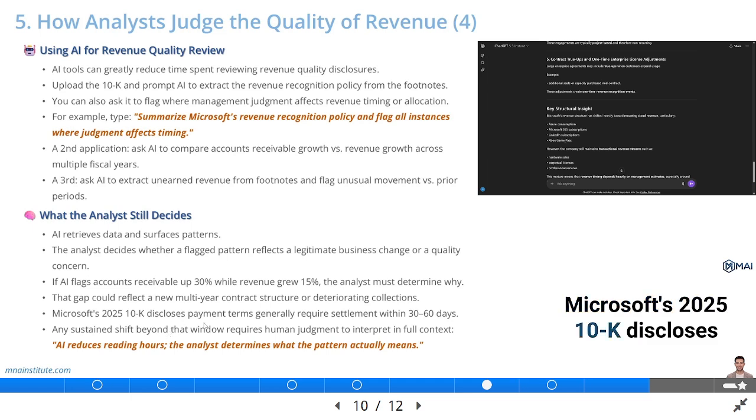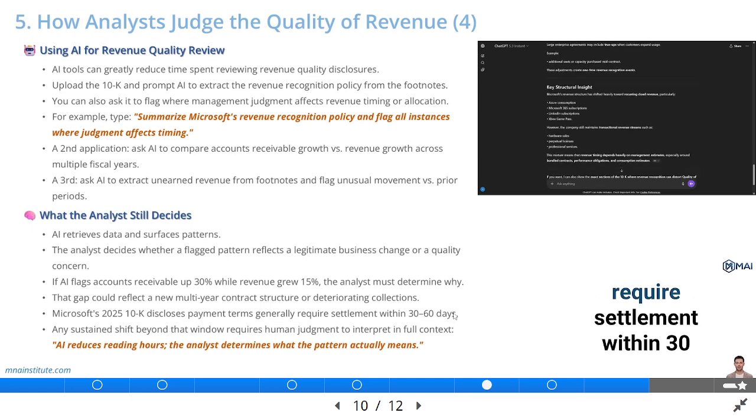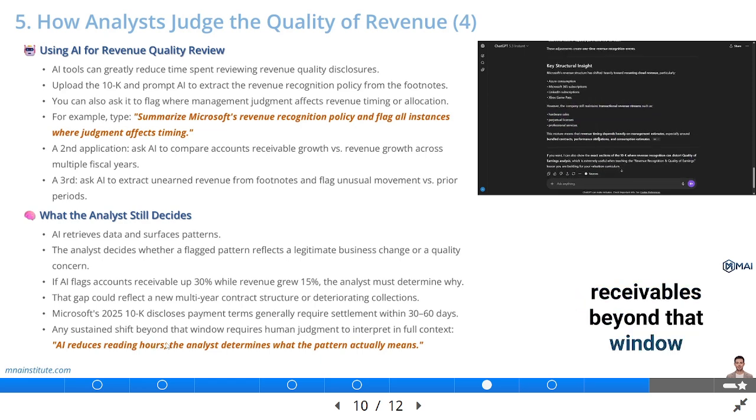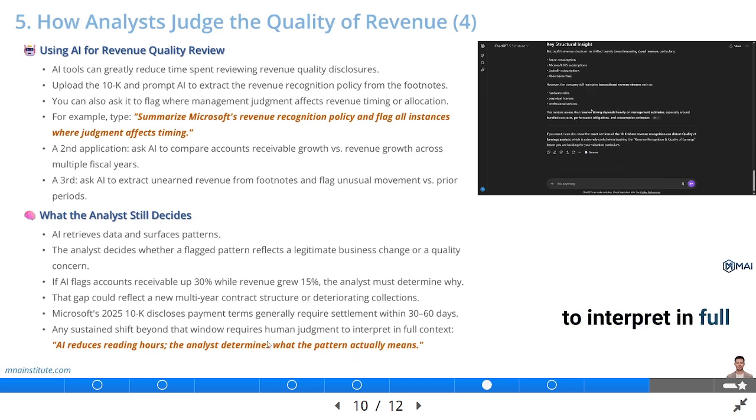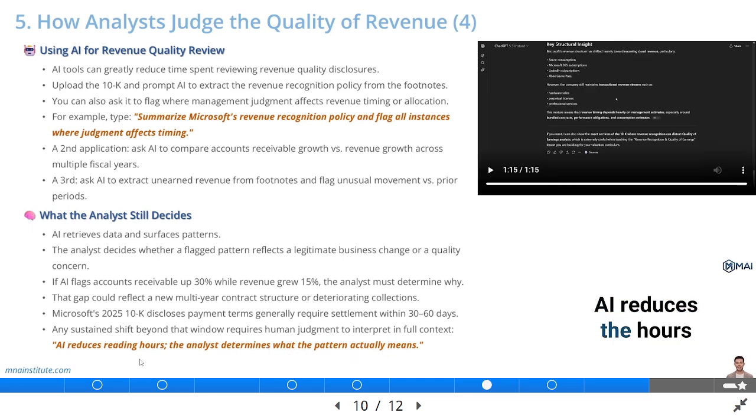Microsoft's 2025 10K discloses that payment terms generally require settlement within 30 to 60 days. Any sustained shift in receivables beyond that window would require human judgment to interpret in full context. AI reduces the hours spent reading. The analyst determines what the pattern actually means.